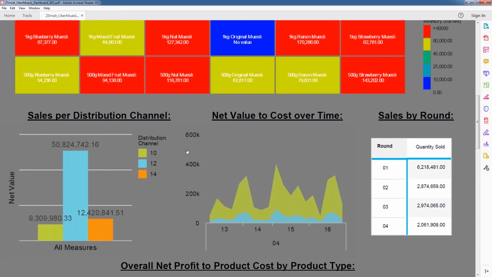For example, if demand is higher in one distribution channel, such as in 12, compared to say 10, you'll easily be able to see that at a glance, and you'll also be able to see total sales and adjust accordingly based on what sales are for that particular channel.